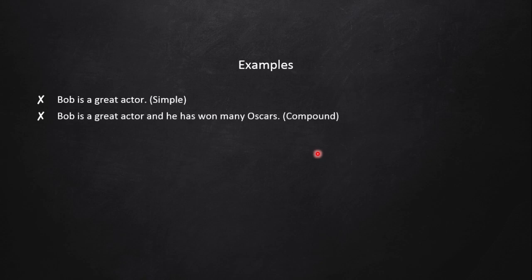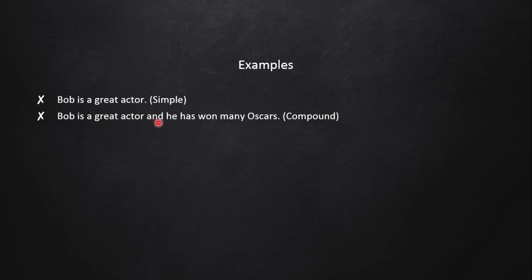Bob is a great actor and he has won many Oscars. This is compound sentence. Bob is a great actor, one simple sentence. He has won many Oscars, this is another simple sentence. Simple sentence plus simple sentence. And then we have conjunction here, and.